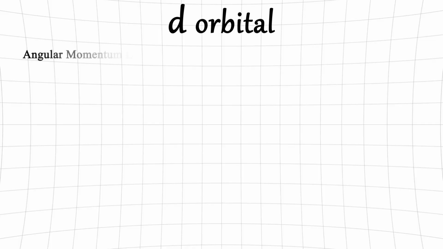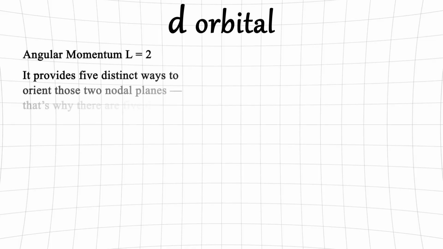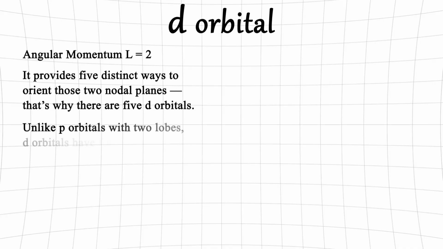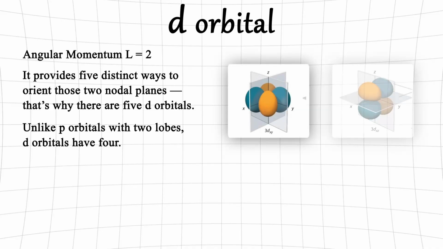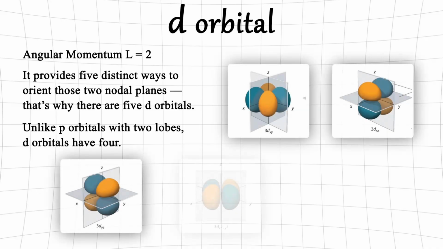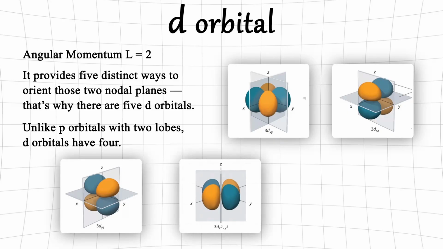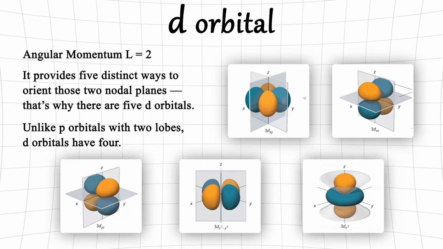Now things get more interesting. D orbitals. Angular momentum for d orbitals is 2, and it allows 5 independent ways to arrange those two nodal planes. So we get 5 d orbitals. Instead of 2 lobes, most d orbitals have 4 lobes. Orbitals dxy, dxz, dyz, and dx²−y² look like a 4-leaf clover, while dz² is a bit different. It looks like a donut around a double dumbbell.